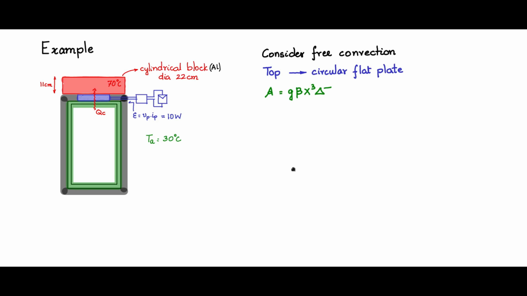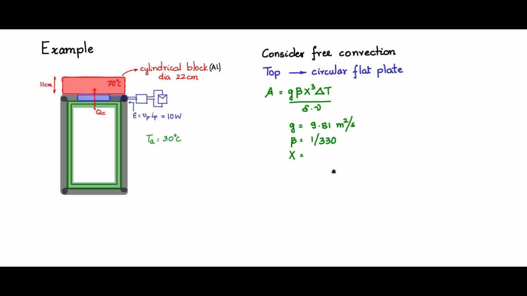So the Rayleigh number is given by this equation, g beta x cubed delta T by alpha nu, where alpha is the thermal diffusivity and nu is the kinematic viscosity. So the values: g is 9.81 meters per second squared, beta for air, the coefficient of thermal expansion for air, is 1 by 330 for every degree Kelvin.